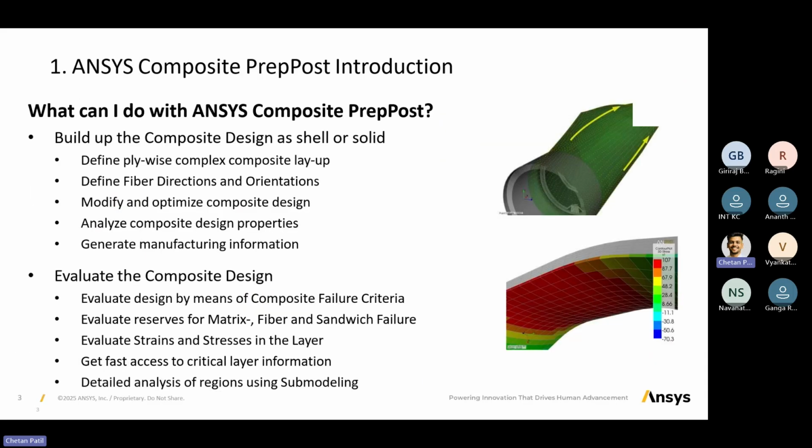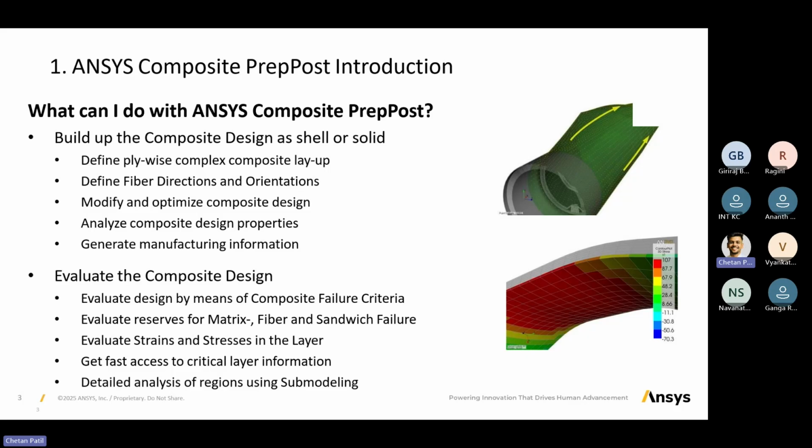So why are we using the Ansys ACP module? What all things can we do using the Ansys Composite PrePost, that is the Ansys ACP? Usually we can build up the composite design either using shell or solid geometries. Shell in the sense you can make use of the surface itself to create a shell of whatever composite laminates you are using for the simulation. Then defining ply-wise complex composite layups is possible over here. Defining fiber directions and orientation is available. You can modify and optimize composite design.